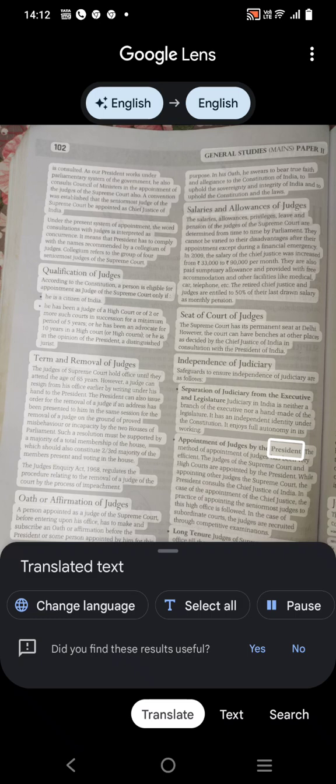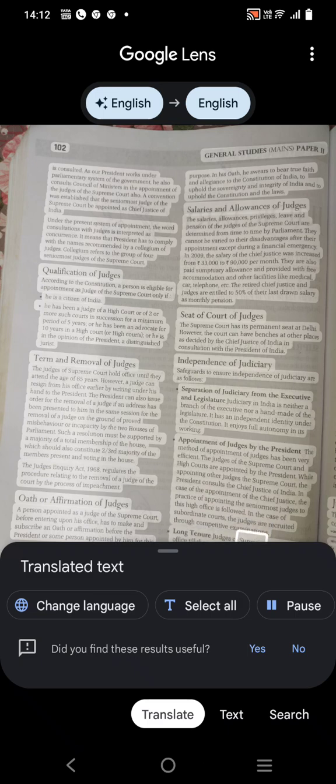Appointment of judges by the President. The method of appointment of judges has been very efficient. The judges of the Supreme Court and High Courts are appointed by the President. While appointing other judges of the Supreme Court, the President consults the Chief Justice of India. In case of the appointment of the Chief Justice, the practice of appointing the senior-most judge to this high office is followed. In the case of subordinate courts, the judges are recruited through competitive examinations.